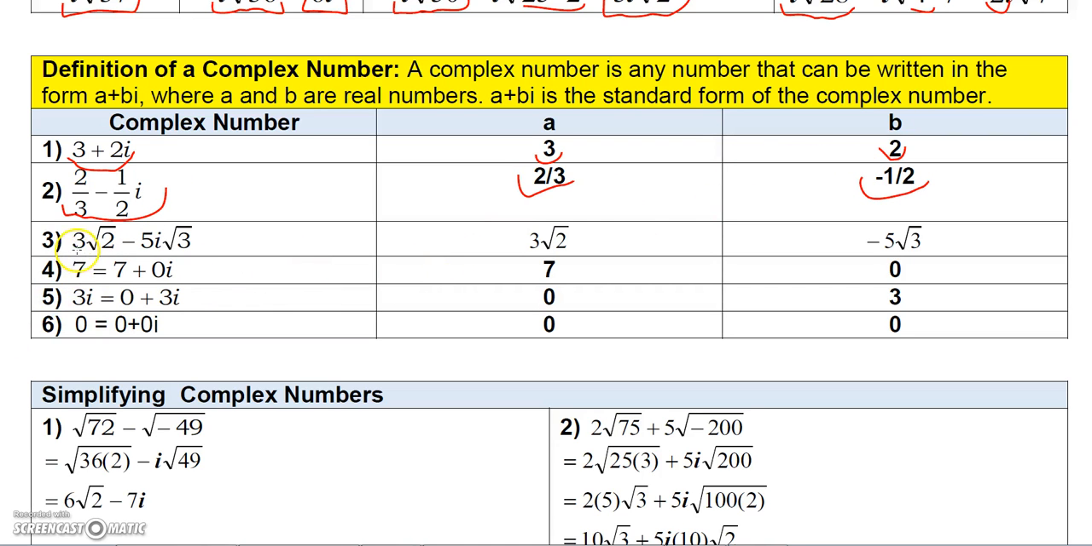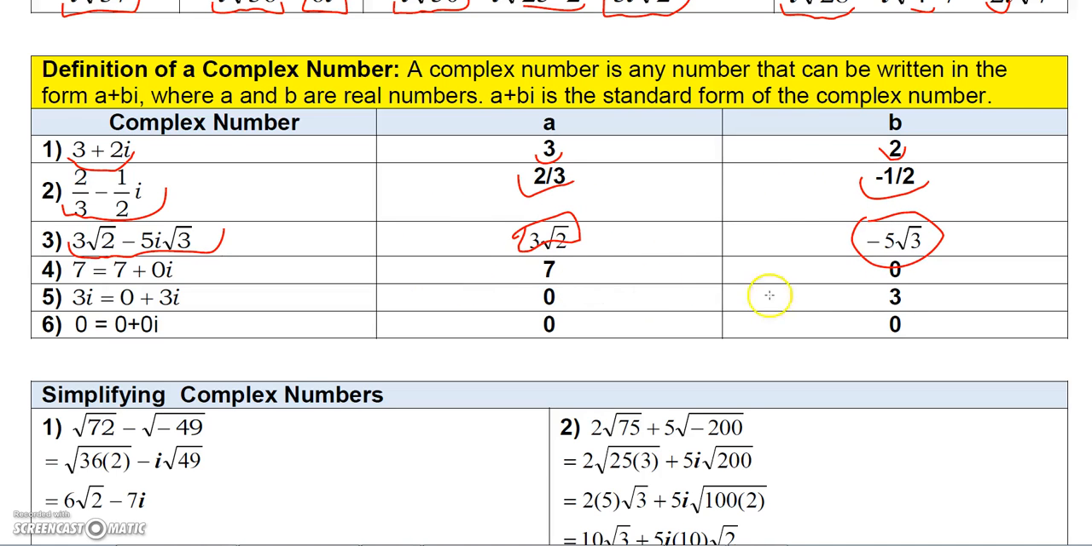Alright, now let's look at this one. We have 3 square root of 2 minus 5i square root of 3. Okay, the real component is the 3 square root of 2. And then the imaginary portion, or the non-real portion, is actually the minus 5 times square root of 3. So minus 5 times square root of 3.